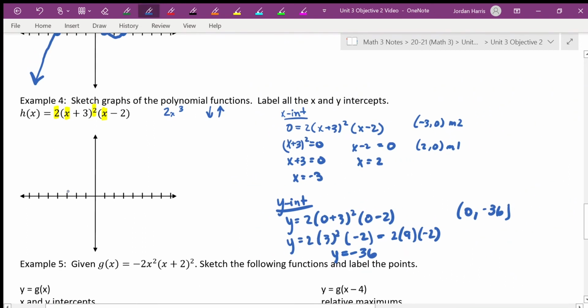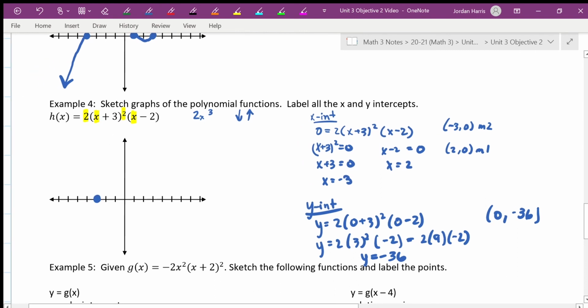And so I start with my x-intercepts. So I get negative 3, 0, but remember that one's going to bounce. That's an important trait. Positive 2, 0, and negative 36, way down here. We get our y-intercept. And we need our end behavior, so it starts down, so my leftmost point goes down, my rightmost point goes up. And be careful, make sure you bounce.